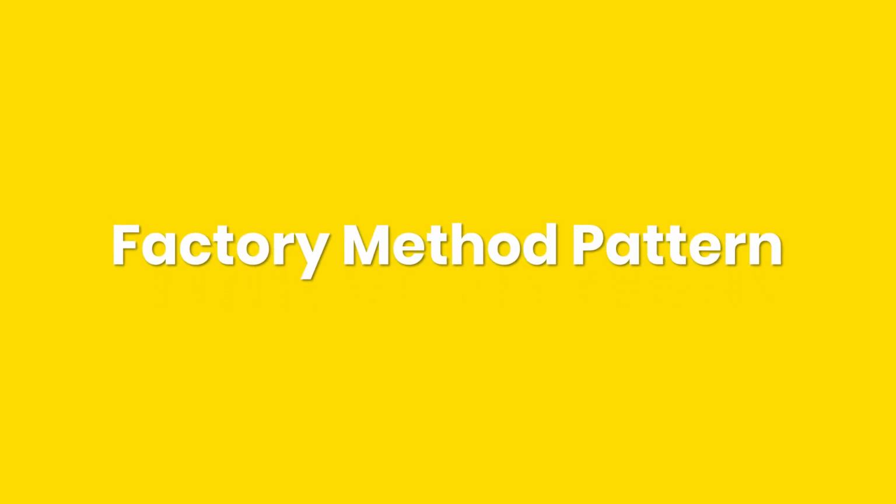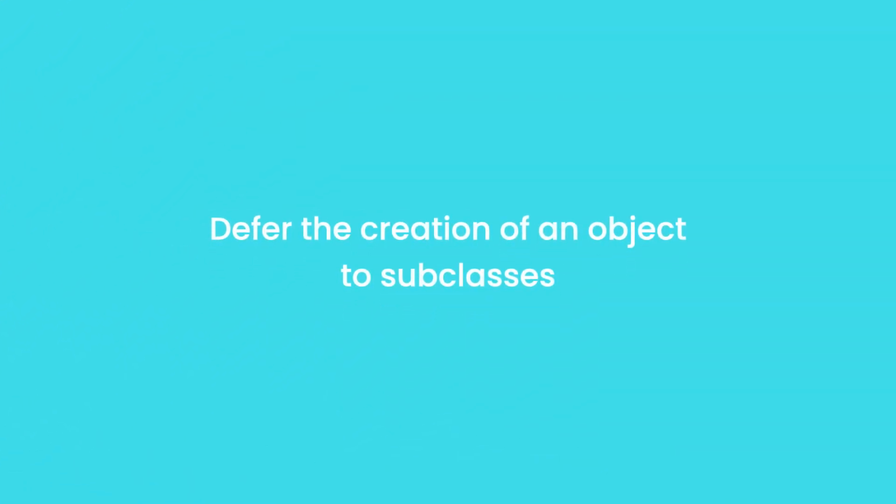The next pattern we're going to talk about is the factory method pattern, which I believe is the most misunderstood design pattern. A lot of people are confused about this pattern, so let me clarify it once and for all. The classic definition says that we should use it to defer the creation of an object to subclasses. I know, that sounds really dry and theoretical.